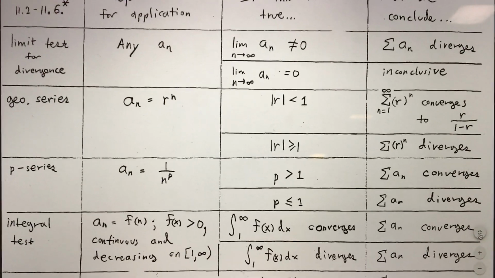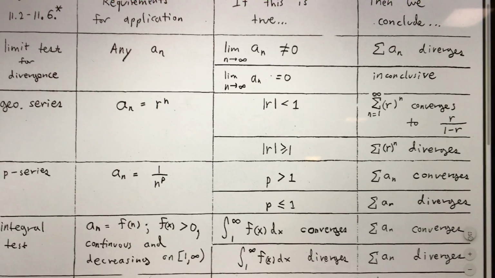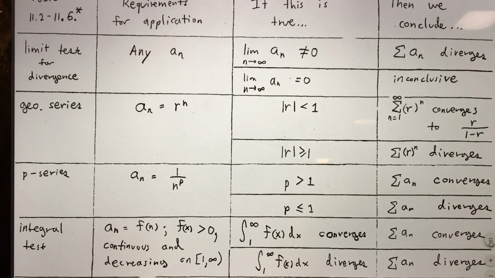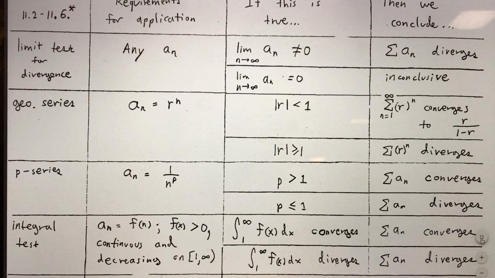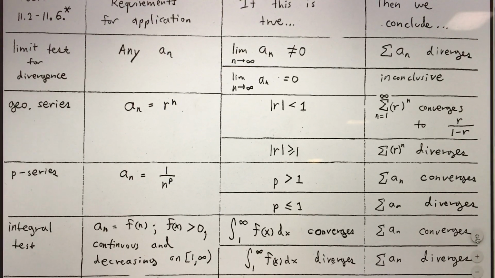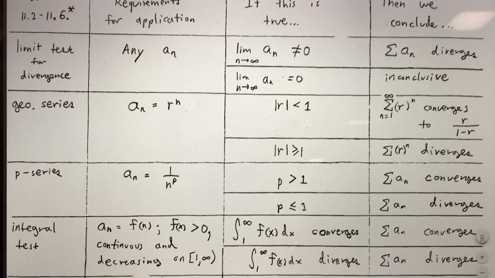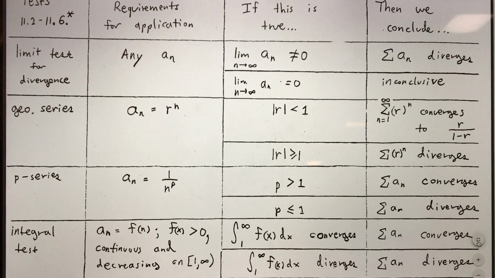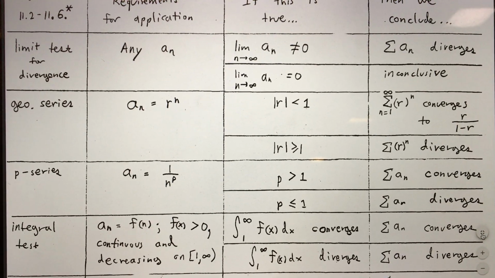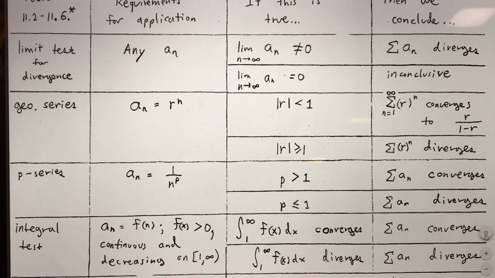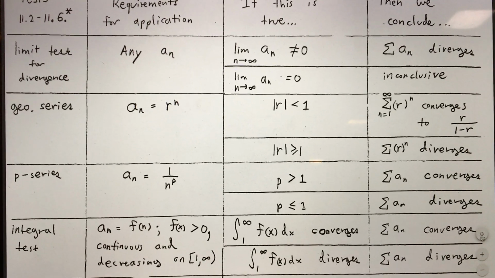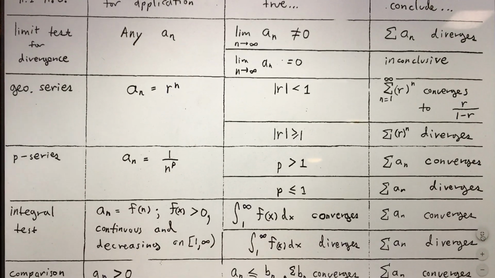Now, this one has a bigger or trickier application requirement. It says if it's a positive, continuous, and decreasing function on 1 to infinity. So it basically has to look like 1 over x. It's a smooth curve, stays above the axis, goes down all the time. Then if the integral from 1 to infinity of f of x converges, that means that the sum converges. If the integral diverges, that means that the sum diverges too.